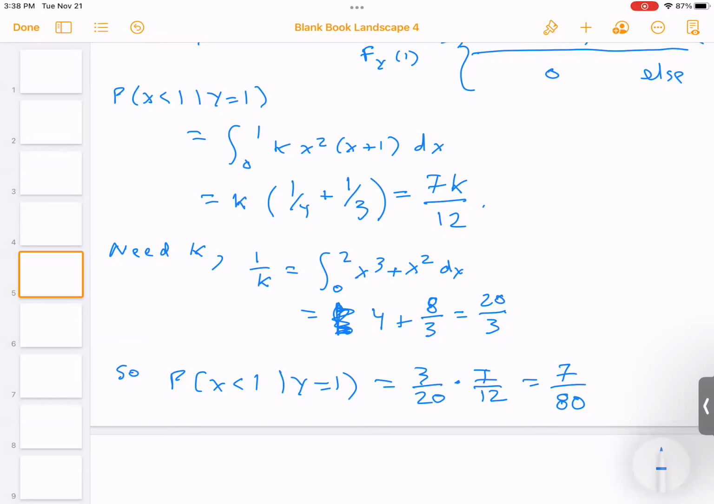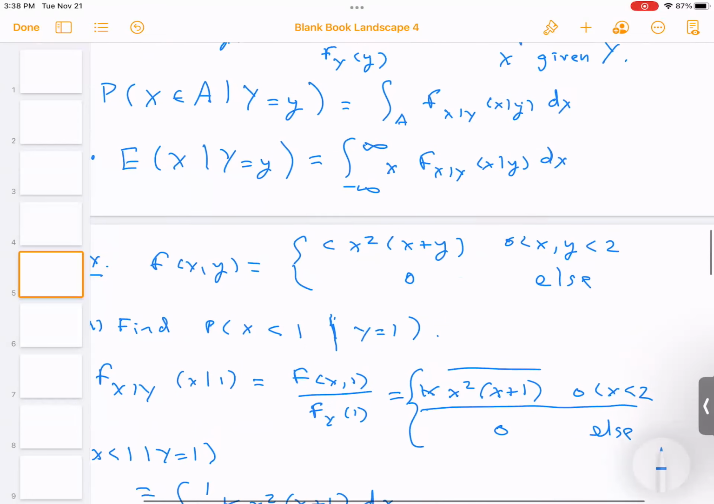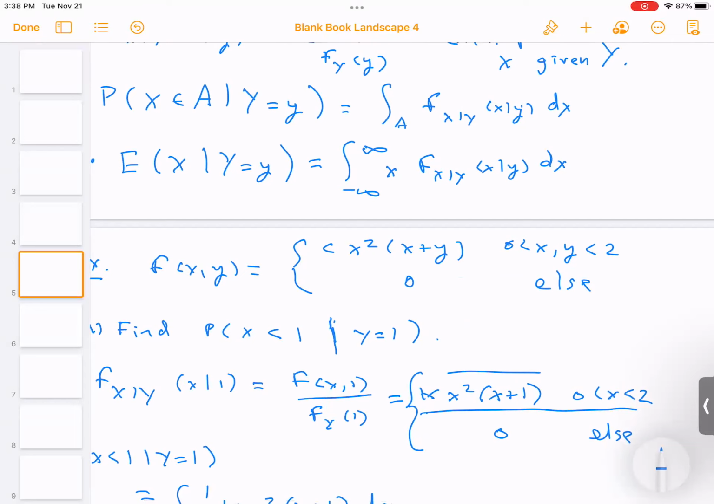Any questions? Can you remind us why it's between 0 and 2? The x is between 0 and 2. Yeah, that's how it was defined. This is how the joint density is defined.